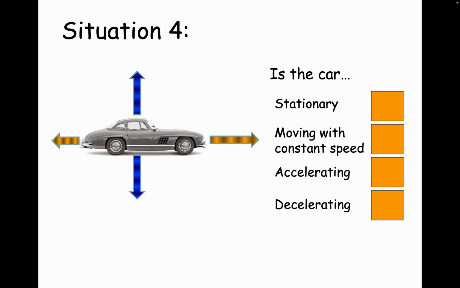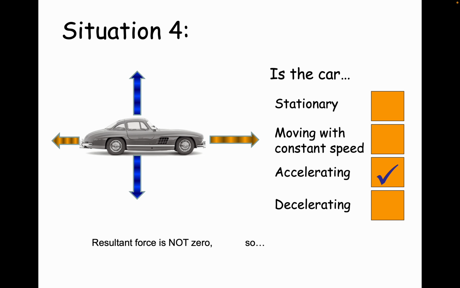What about situation 4? Situation 3 doesn't seem to exist. So situation 4: what do you notice about how this one is different from the one before? Is the car now going to be stationary, moving with constant speed, accelerating, or decelerating? Give you a moment to think. The answer is coming up now. It's accelerating, because the forward arrow is greater than the reverse arrow. The thrust of the engine is greater than the drag on the back of the car. So it must be accelerating.